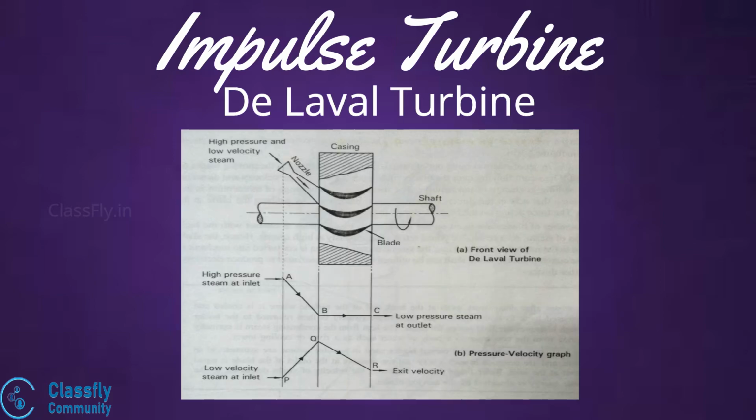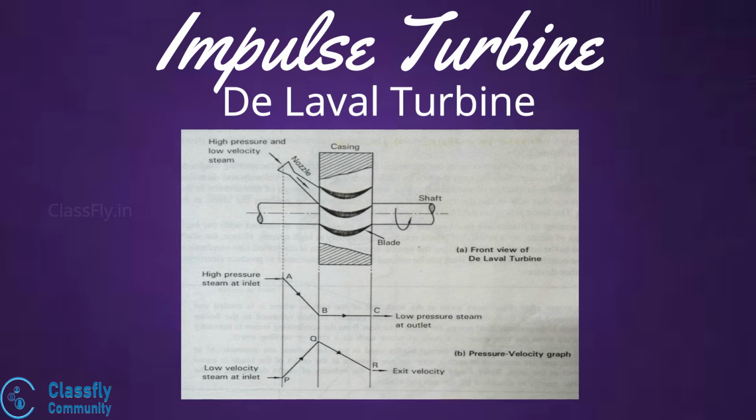This turbine was invented by a Swedish engineer named Gustav De Laval and hence its name. This turbine consists of several curved blades fixed on the circumference of a wheel called the rotor. This rotor is then connected to a shaft. The high pressure, low velocity steam generated from the boiler is made to flow through the convergent divergent nozzle. As we have studied earlier, due to the expansion of steam, the steam will then exit the nozzle with a high velocity and low pressure.